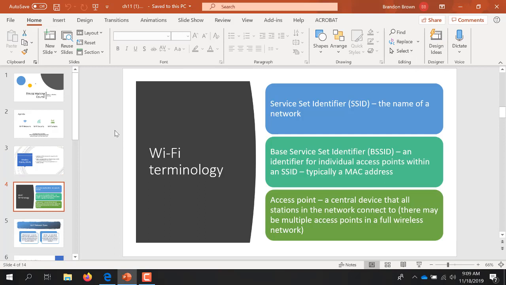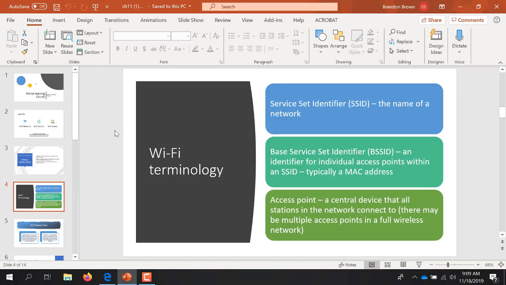So there's a lot of terminology and definitions in this chapter. Please look at those in your book. But a few that we're going to touch upon that you will see again, I can almost promise you, on your quizzes and your tests. Service set identifier, your SSID, which is the name of the network. All right, so CPP, for example, is the name of a network. Guest is the name of a network. That is your service set identifier.